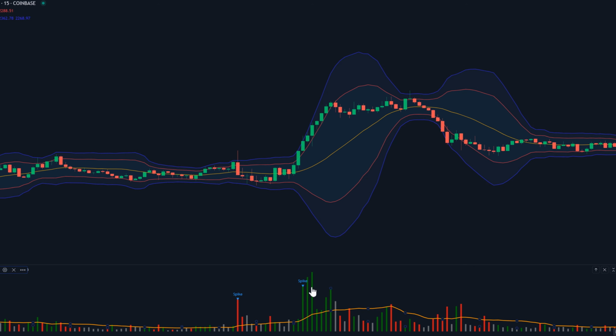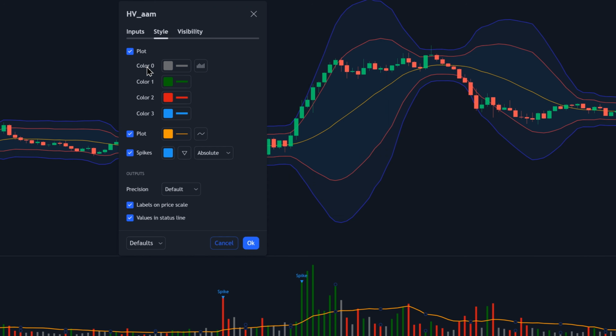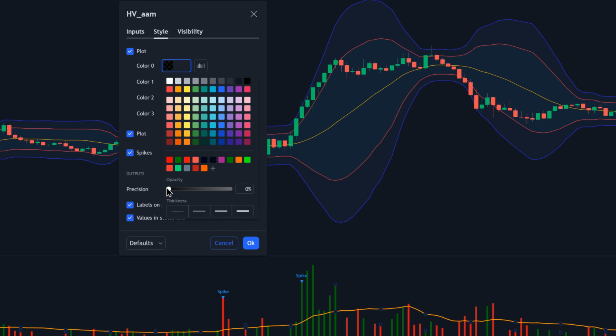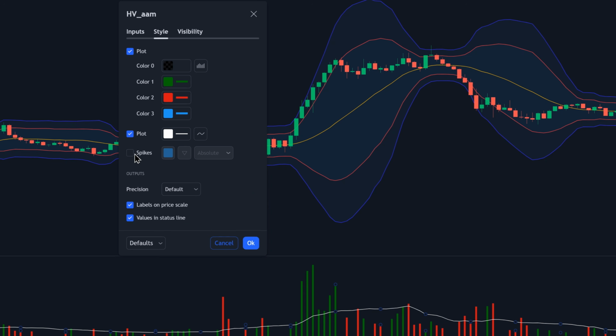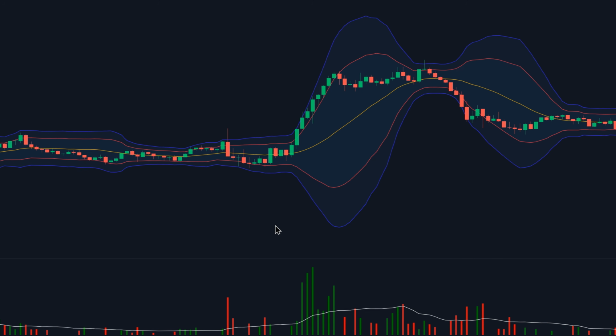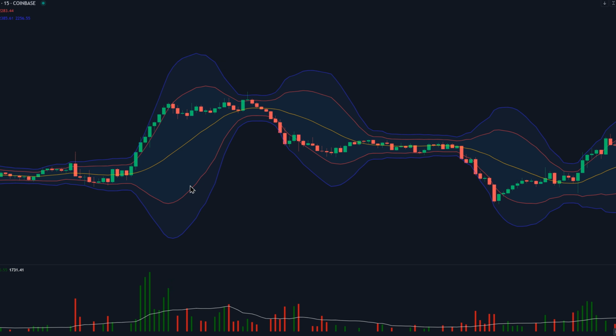Lastly, double-click on the Hawkeye Volume indicator, and then on the Style tab, you want to change Color Zero's opacity to 0%. I'm also going to change the plot color to white. I'm also going to reduce the thickness of it, disable the spikes option, and we're done. Now, as you can see, we have 3 indicators on our chart. 2 copies of the Bollinger Band indicator and a volume indicator.